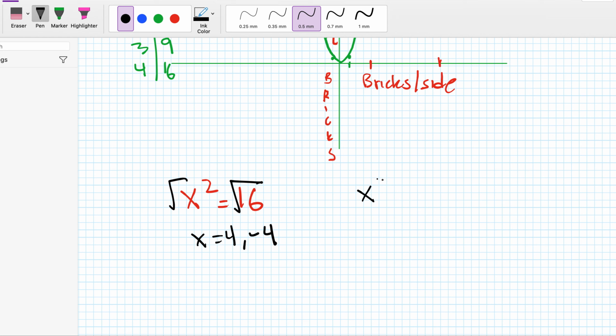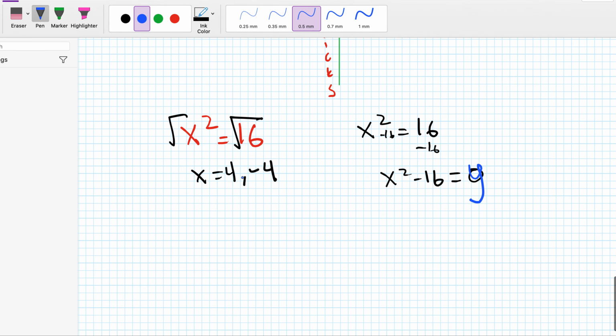So if I take that equation and I want to move the 16 over, subtract 16, subtract 16. So now I have x squared take away 16 equals 0. I can graph this. I can replace the 0 with y and graph this parabola. So what I want us to consider is when we graph this parabola, our roots, or where it's going through the x-axis, are going to be 4 and negative 4.